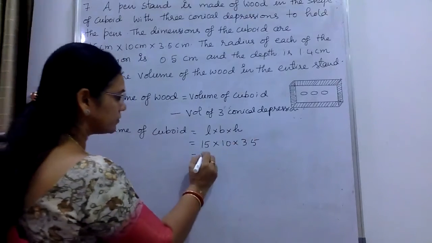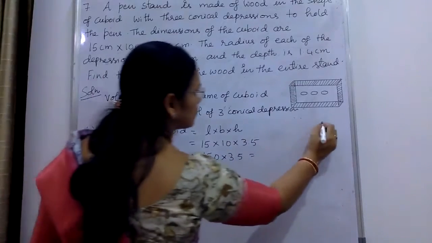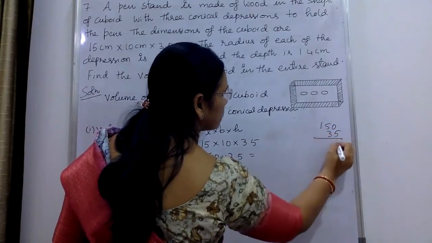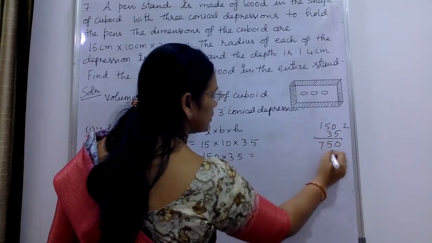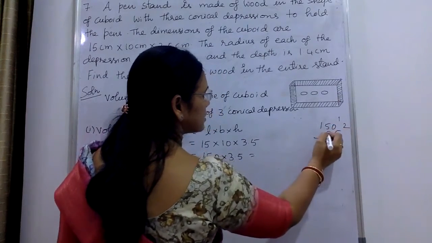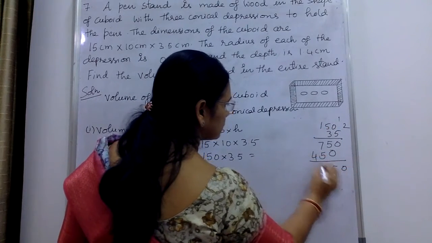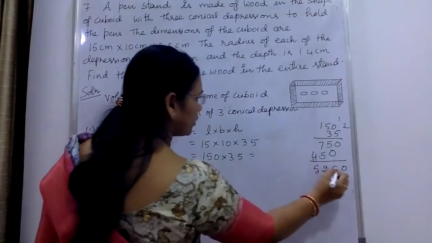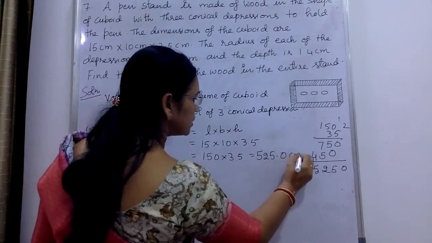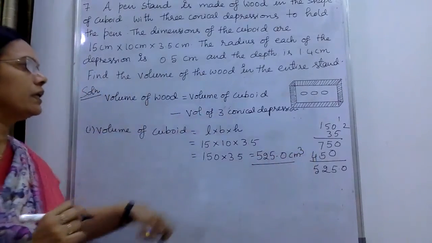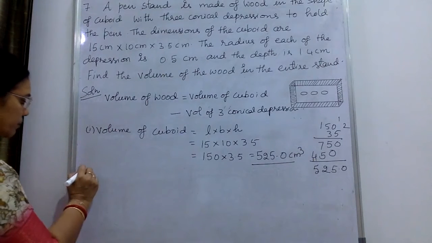So we can calculate 150 into 3.5. 5 5s are 25, 5 1s are 5 plus 2 is 7, 0, 3 5s are 15, 3 1s are 3 plus 1, 4. So 525.0. 525.0 centimeter cube is the volume of the complete cuboid. Now we are going to find out the volume of each conical depression.